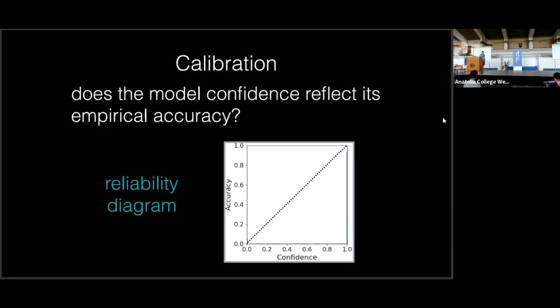We can measure this for our models with something called a reliability diagram, where we look at the empirical accuracy on the y-axis and the confidence score, usually the softmax output, on the x-axis. We're using the same technique that I described before, where you take all the times a model said roughly 70% confidence of a class, and you look in your data set and ask, was it correct 70% of the time? If there were 10 cases where it said 70%, was it correct 7 out of 10 times?